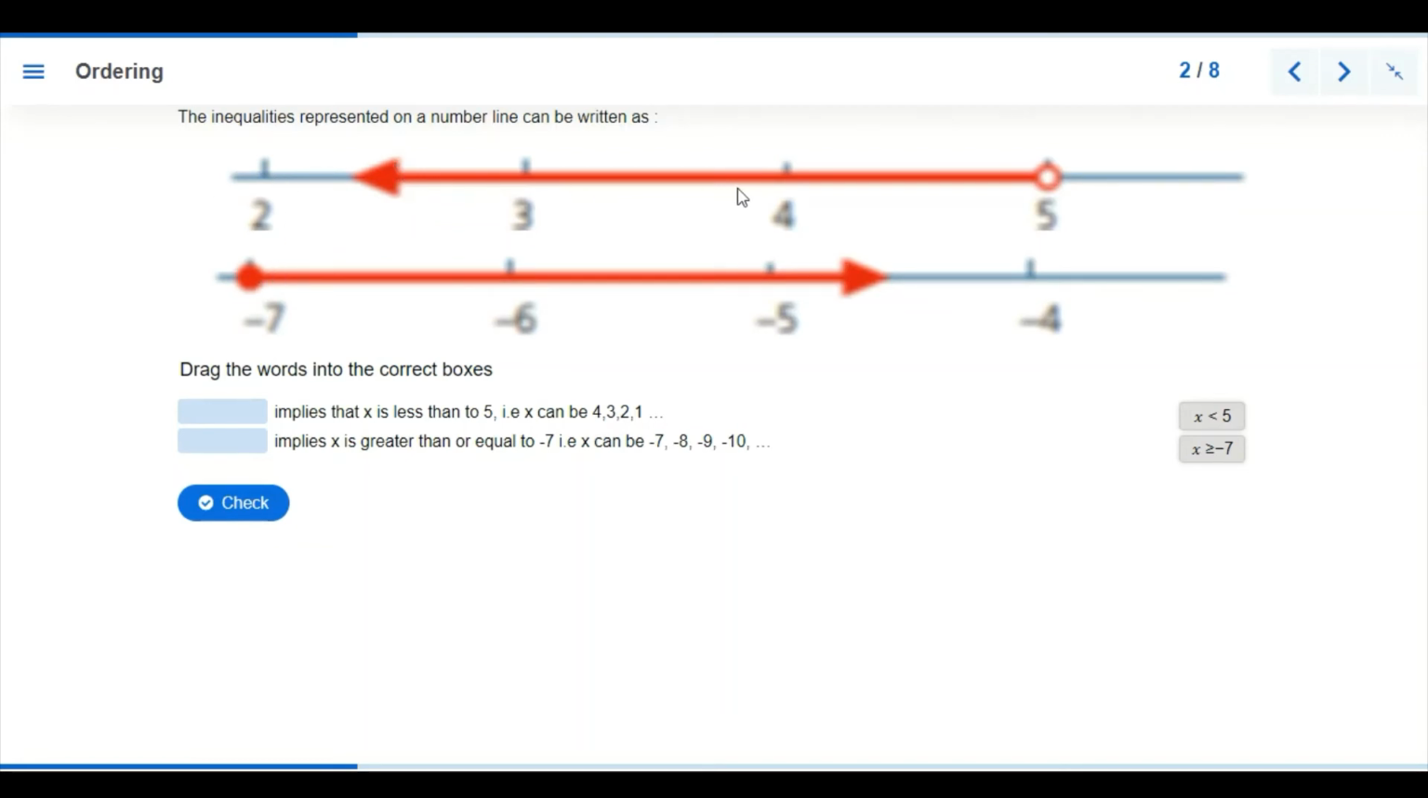For this type of number line, we read it as x, because we don't have any specific value. So we denote the unknowns as x. We can say that this is x less than 5, and this one is denoted as x greater than or equal to -7. So we have this, and we can drag it in here. Now we have this as well, we can drag it in here. Let's check. We are right. So let's go to the next one we have here.